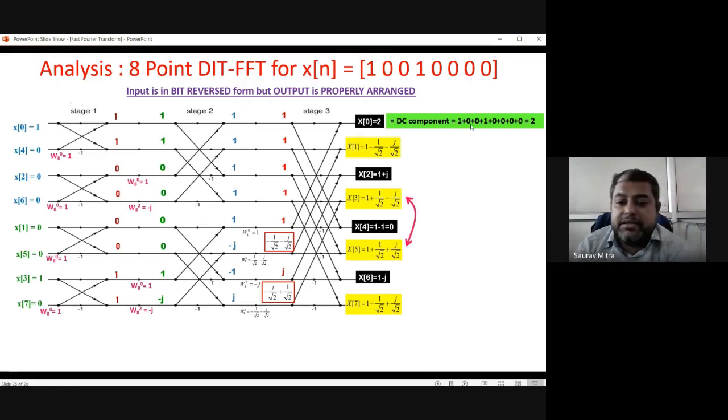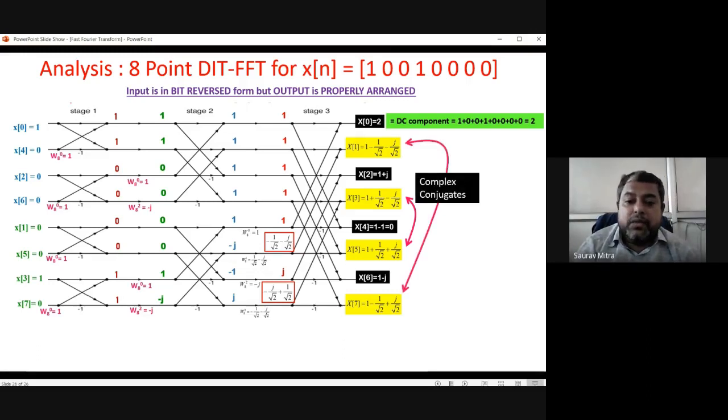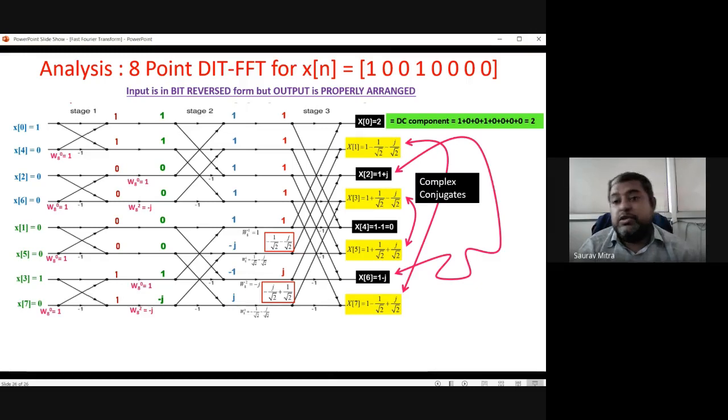Next, you find that X3 and X5, whatever you have found, are complex conjugates. X1 and X7 are complex conjugates, and X2 and X6 are also complex conjugates. So don't worry much. You just keep on calculating, and after calculation you check the results. If you find this kind of pattern, it means your answer is correct. And lastly, what is X4? X4 is the central component. That is nothing but 1 minus 0 plus 0 minus 1, and likewise you keep on doing, and it becomes 0.